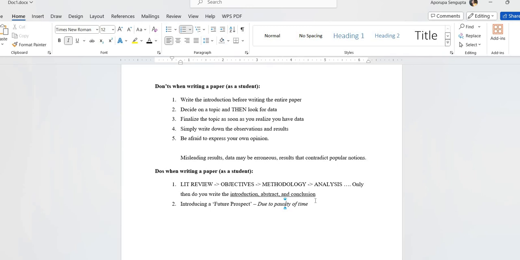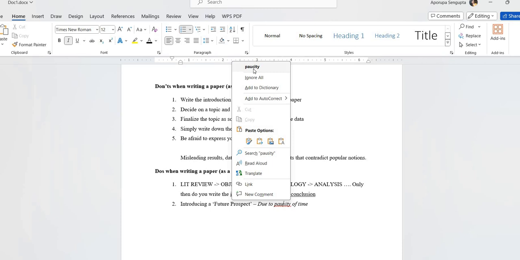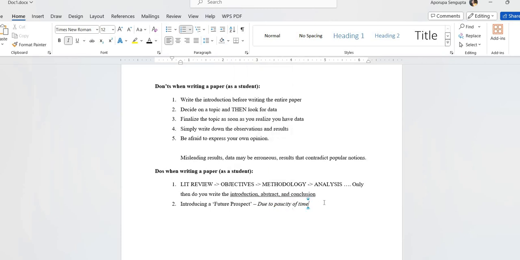Due to paucity of time, basically it means you have lack of time. Sorry, I think I was right. Yes, I was right. So basically you have lack of time. So because you did not have time, you couldn't work with something else, or you couldn't work with an extended issue. And then you can mention what could be done if you had more time in your future prospect.